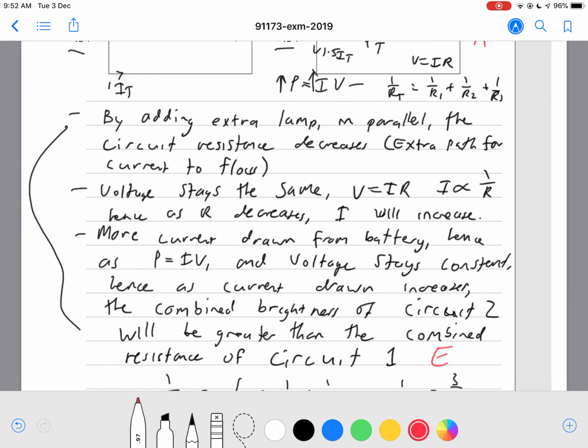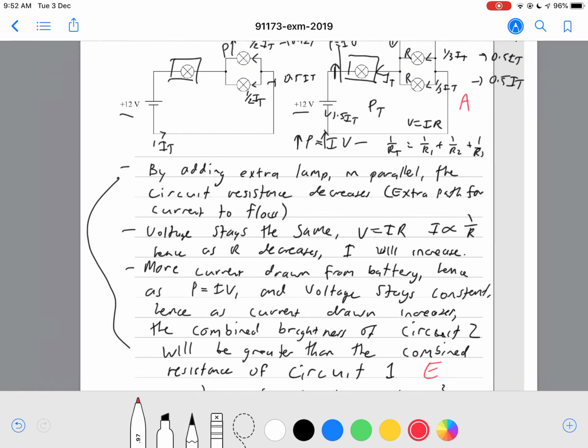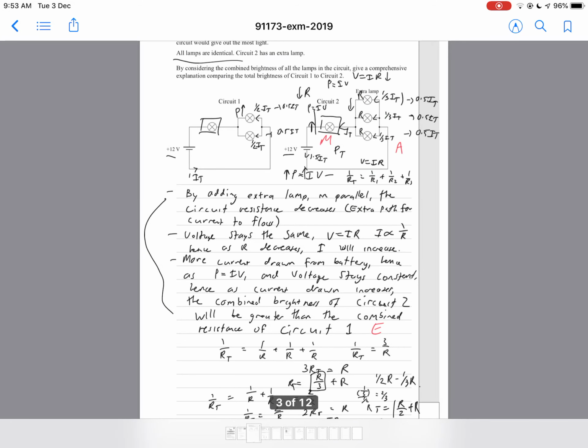And for a merit, you could have deduced, for example, maybe the current has increased, or maybe that the total power used by the bulb in series is greater. Something like that might get you a merit grade. So yeah, I'm not too sure.